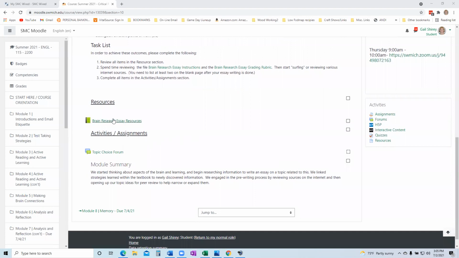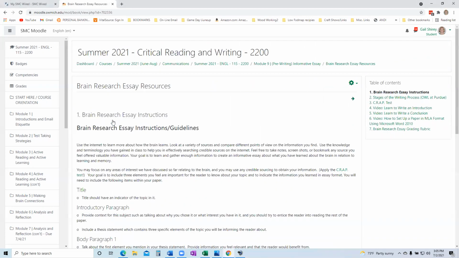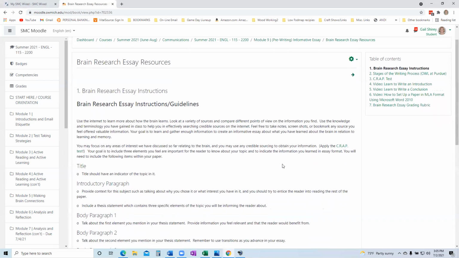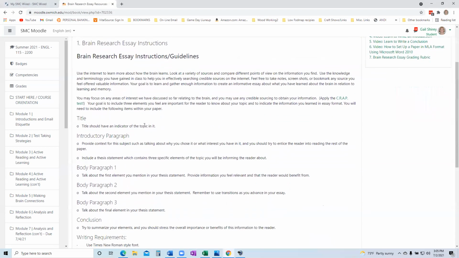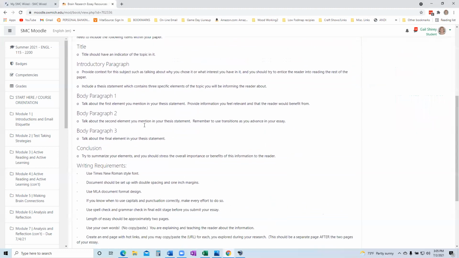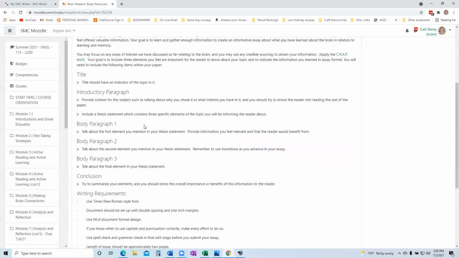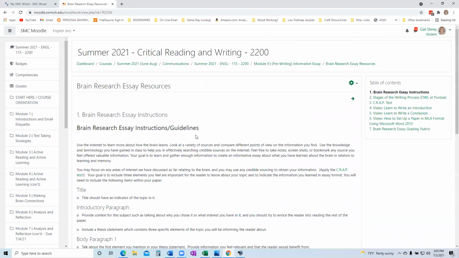Okay, so in resources, the brain research essay resources. The assignment is going to be an essay on an area of the brain and learning. So you're going to explore what's of interest to you. I strongly recommend you look over the instructions and criteria. In other words, what you're going to need to have. As you can see, the structure is here. And then as before, I have the table of contents over here.